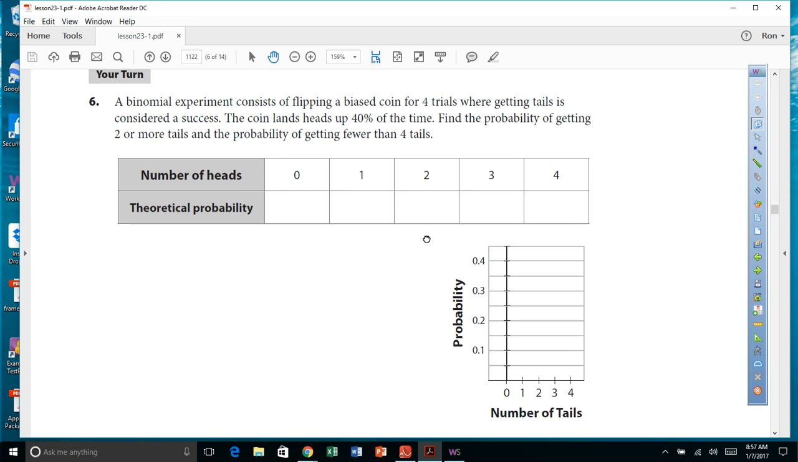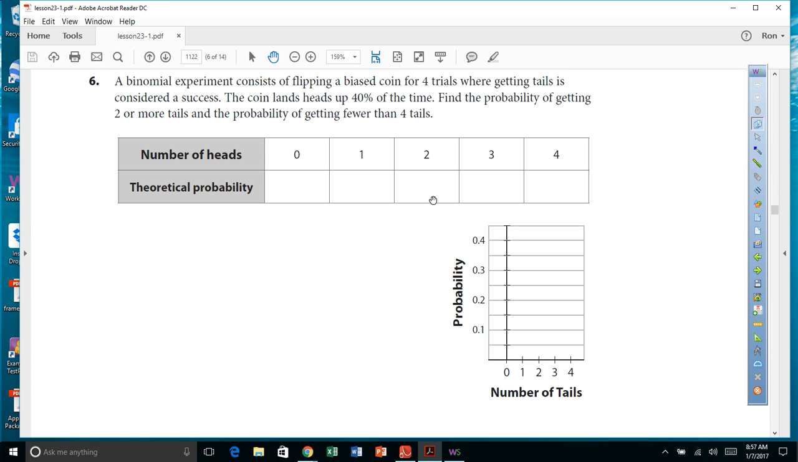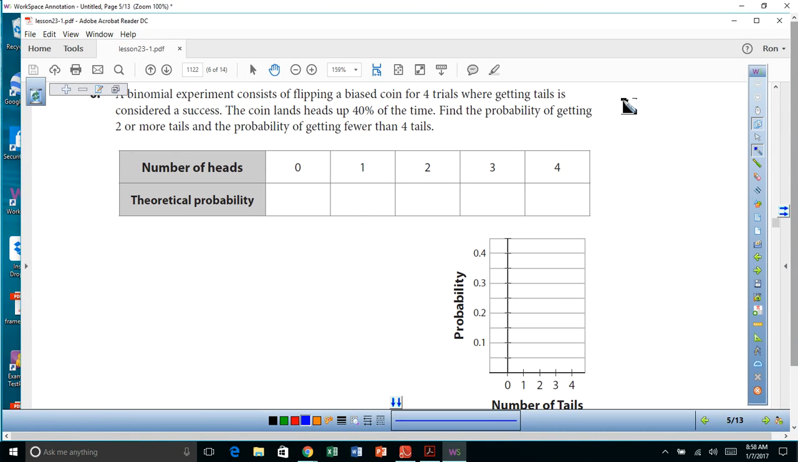Your turn. A binomial experiment consists of flipping a biased coin for 4 trials, where getting tails is considered a success. The coin lands heads up 40% of the time. Find the probability of getting 2 or more tails and the probability of getting fewer than 4 tails. So P is going to be 0.4, Q is going to be 0.6. I think that's just the opposite of the last time, right?